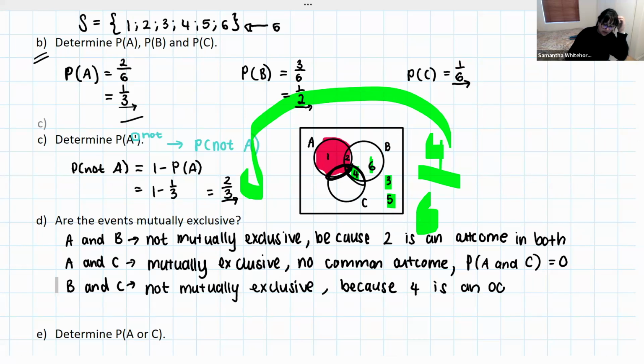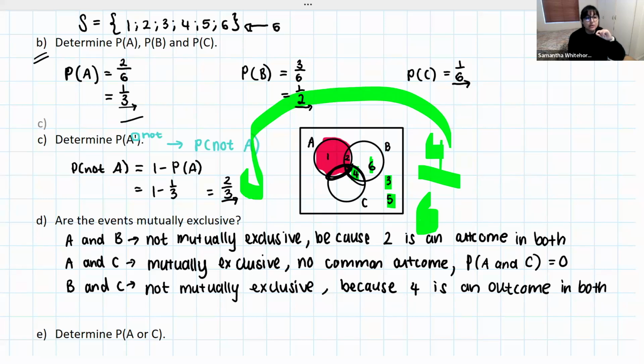Right, now we can and we will eventually get to a point where we're proving this with the rule. For now, it's just important that you can see when there is an intersection, they're not mutually exclusive. When there isn't, when there is, they are.